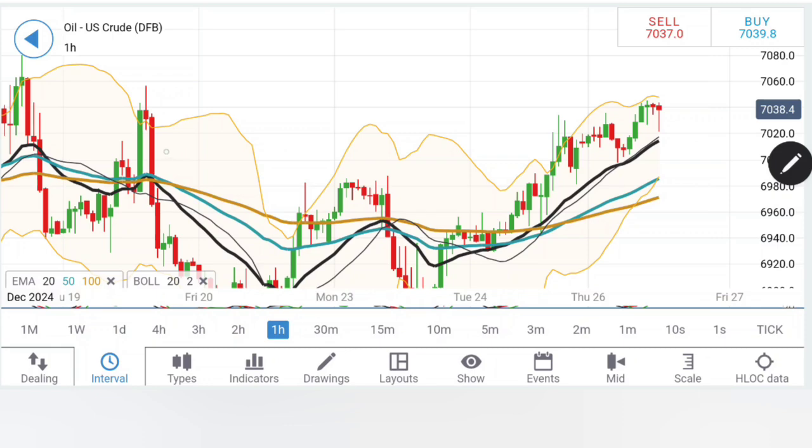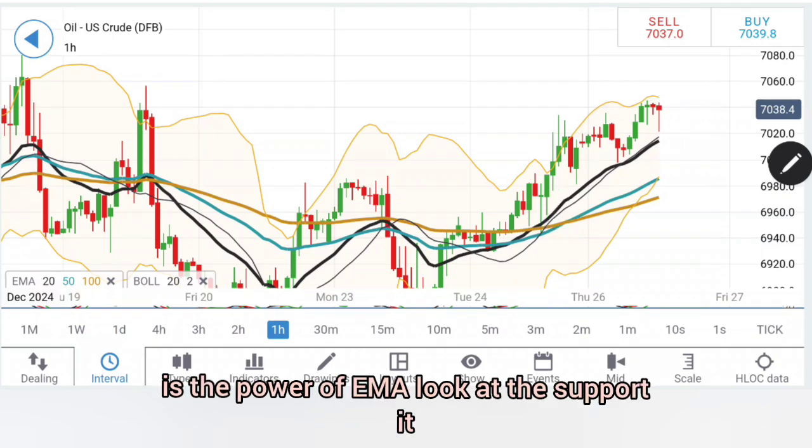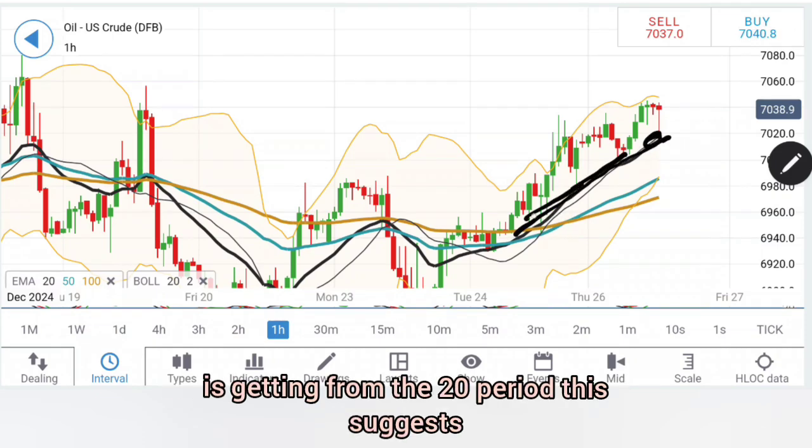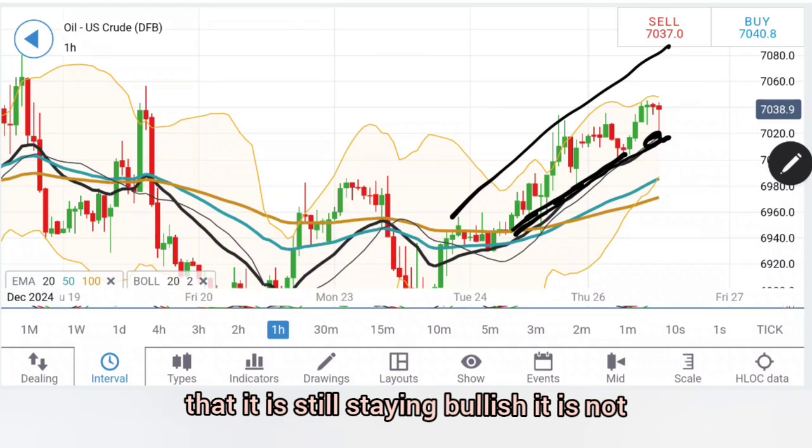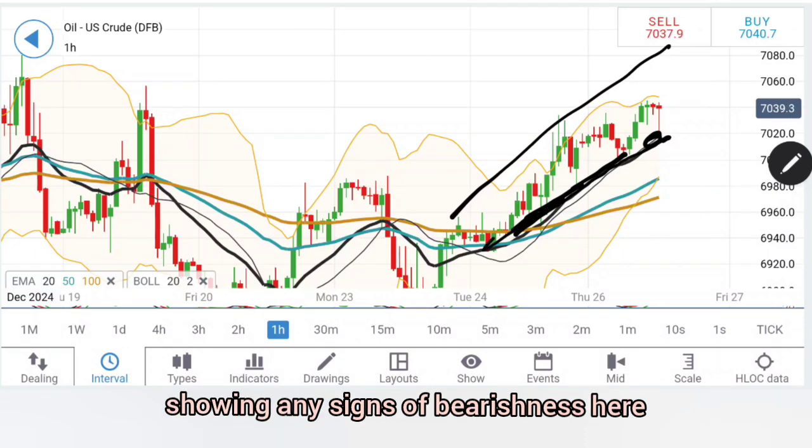Let's move to crude oil on the hourly charts. Now see, this is the power of EMA. Look at the support it is getting from the 20 period. This suggests that it is still staying bullish. It is not showing any signs of bearishness here.